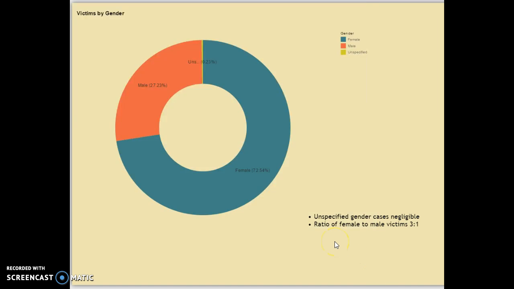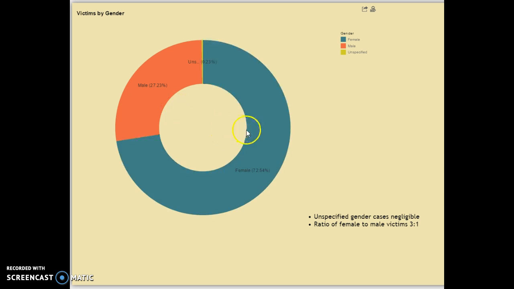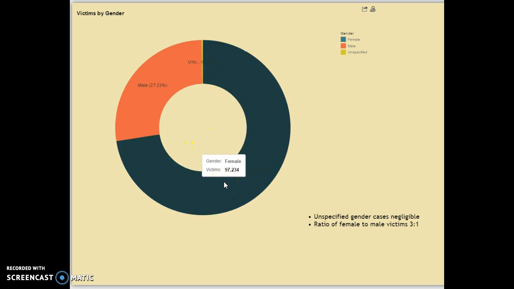Next, we decided to do a gender-wise breakdown of all the recorded incidents. While you will notice that there is a small fraction of recorded incidents where the gender of the victim is unspecified, clearly the number of female victims is overwhelmingly larger than the number of male victims, with a ratio of nearly 3 to 1. Therefore, this allowed us to narrow down our focus on the majority victim group, which is females in Australia.